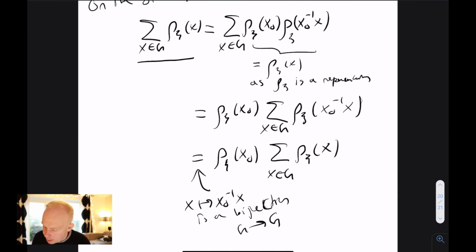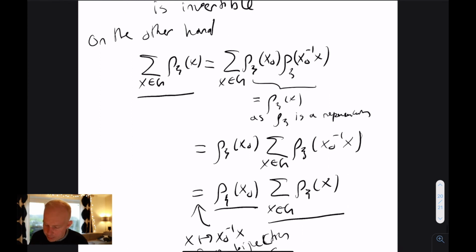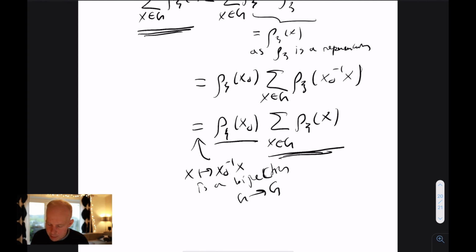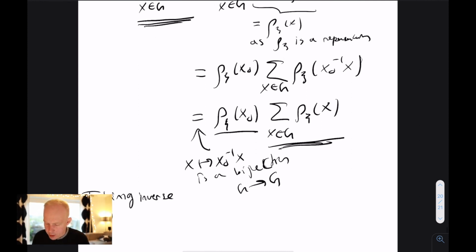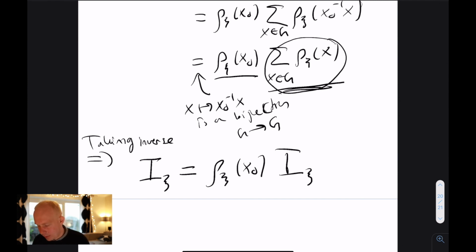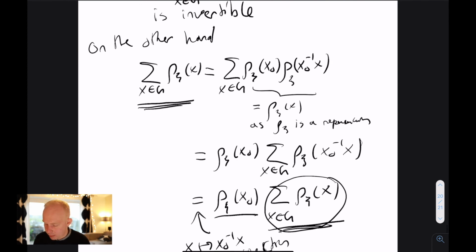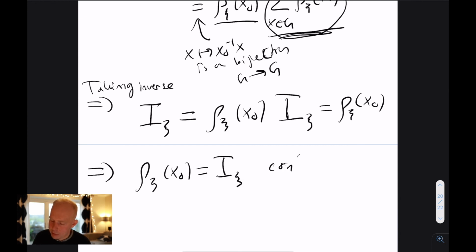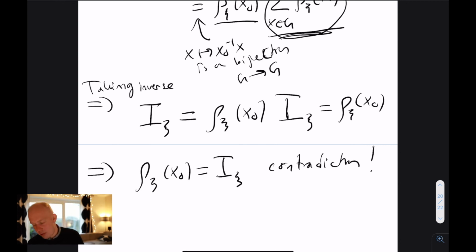So now you have an operator here, an operator here, and then another operator mapping here. But we know that this operator that we have here and here is invertible, so we can take an inverse from both sides. Taking the inverse from the right, we get that the identity matrix of V xi is equal to rho xi of x0, because the operator and its inverse cancel out. So we're just left with rho xi of x0, which implies that rho xi of x0 is equal to the identity. This is a contradiction. It came out of this mapping being invertible, and that's because we have a non-trivial representation.